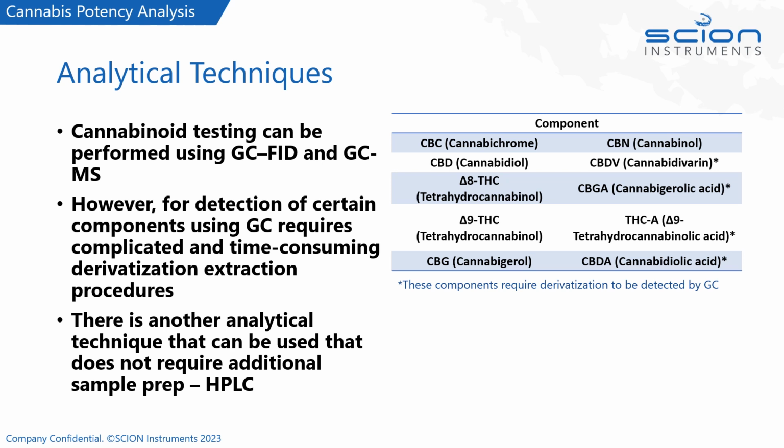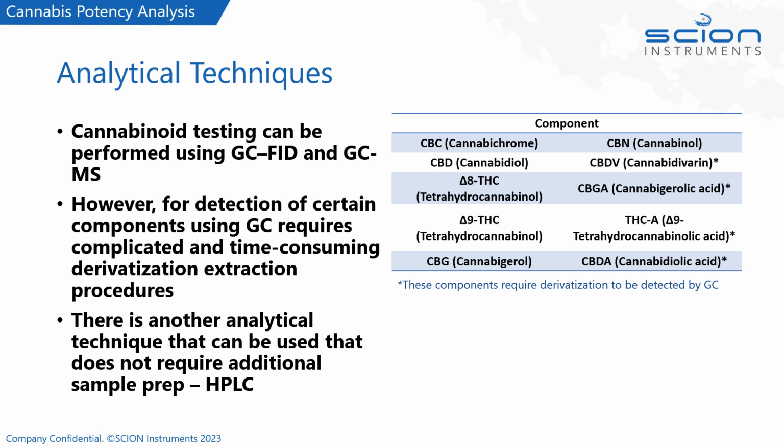Now, SCION recommends checking local regulatory guidelines before commencing testing, as total cannabinoid content may well be acceptable for your lab's needs, with no requirements to distinguish between the acidic and non-acidic compounds. This will vary from state to state and from country to country.